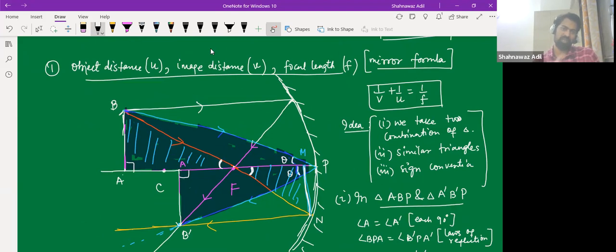The idea is simple. Remember, when I was writing MF, I took MF equal to minus F, because I took the approximation that MF is equal to PF. So that is my approximation, okay? Because these M and P are very close, so MP is very small. So this PF would be equal to this. Then MF would be minus of F.